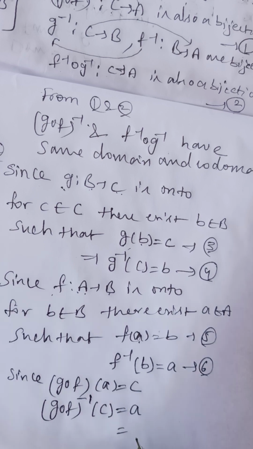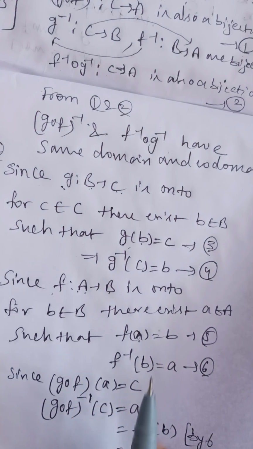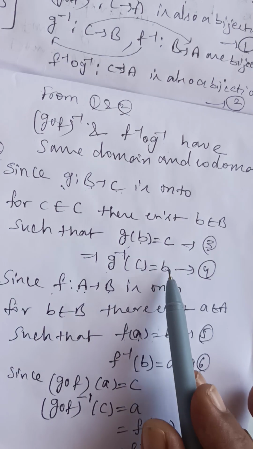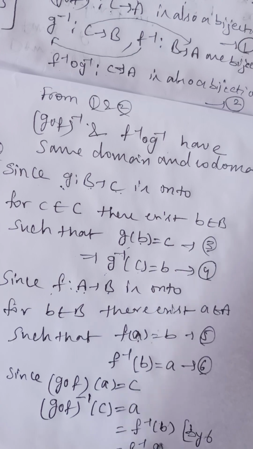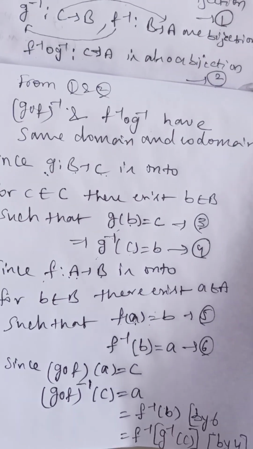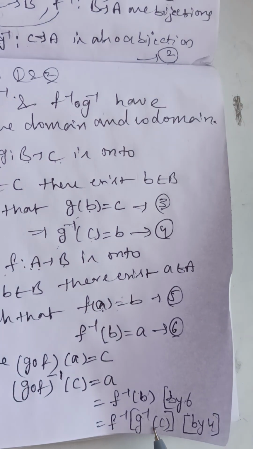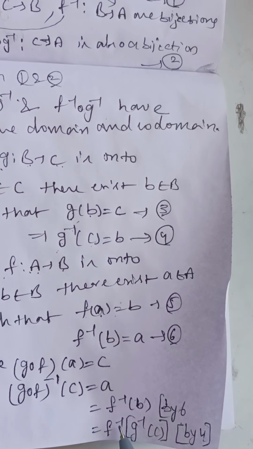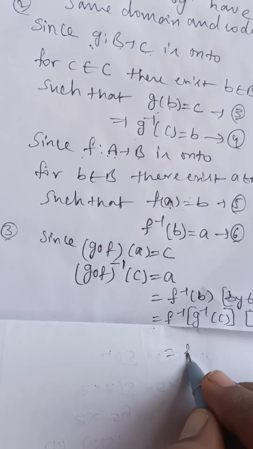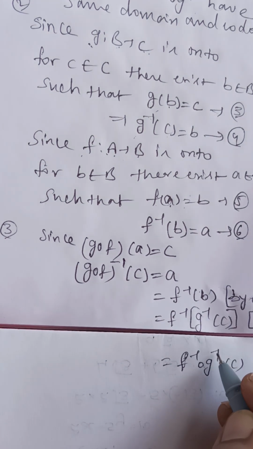Okay, from the sixth equation, a can be written as F inverse of b. Here F inverse of b can be written in terms of a, or G inverse of c, but G inverse of c is useful. So in the place of b, you can just write G inverse of c. This is from the fourth equation: b is G inverse of c. Then you can write F inverse circle G inverse of c.